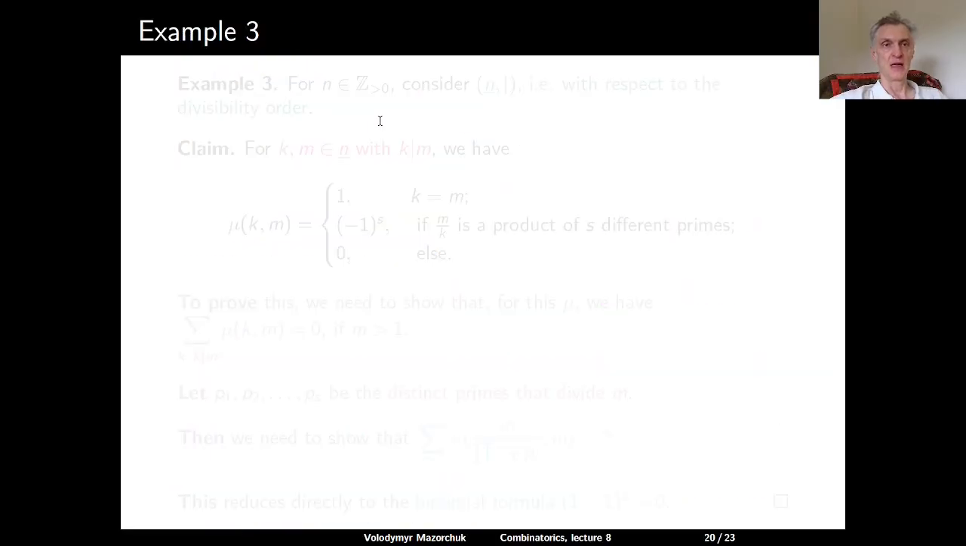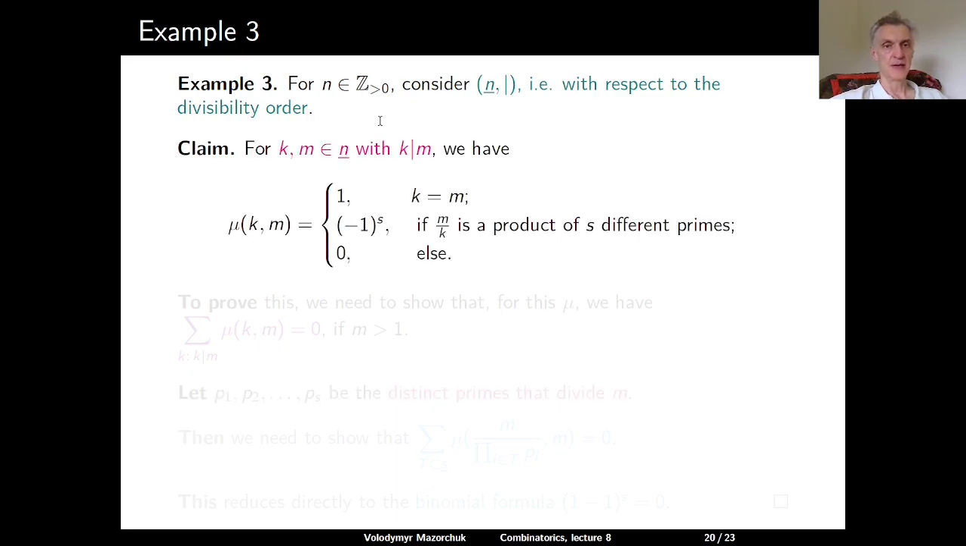Example 3. For a positive integer n, let us consider the set 1, 2, 3, and so on n with respect to the divisibility order. Claim: the Möbius function for this set is given by the following formula. So if k and m are two elements in the set n underlined and k divides m, then the value of mu at the pair k, m equals 1 if k is equal to m. It's equal to minus 1 to the power s if m divided by k is a product of s different primes, and it is equal to 0 otherwise.